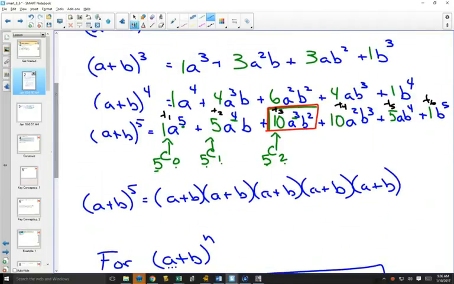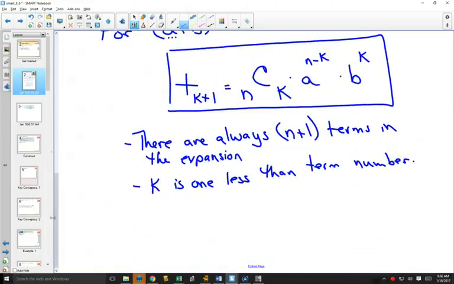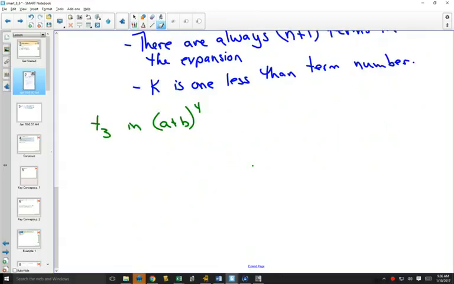So if I wanted to find, I'm going to put a purple box around this one. If I wanted to find that purple box, that would be term 3 in a plus b to the 4, right? So the purple one is term 3 in a plus b to the 4. So all we're going to do is use the formula here just to verify what we already know, that it should be 6a squared b squared.